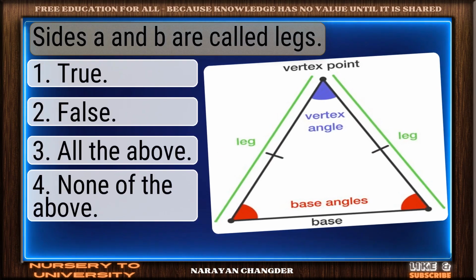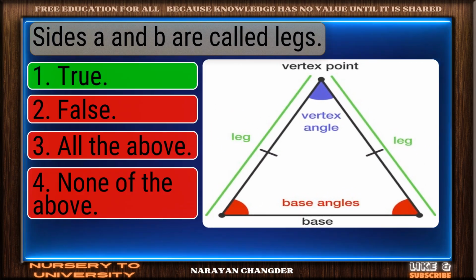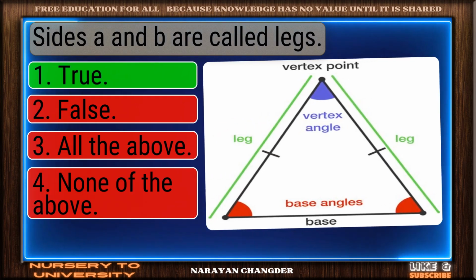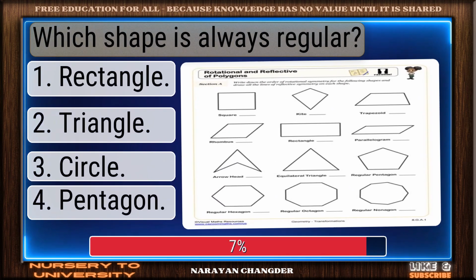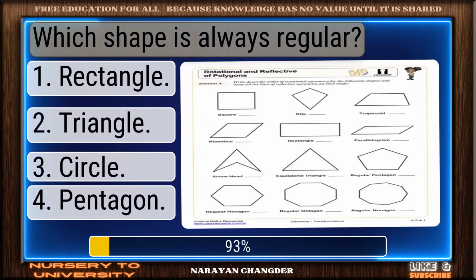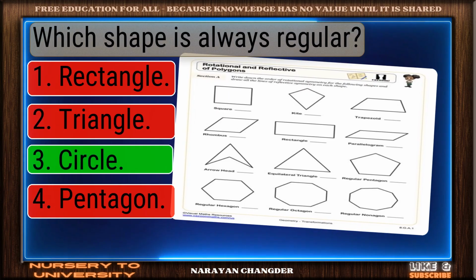Question number 267. Sides A and B are called legs. Valid point. True is true. Question number 268. Which shape is always regular? Great thinking. Circle is the right choice.